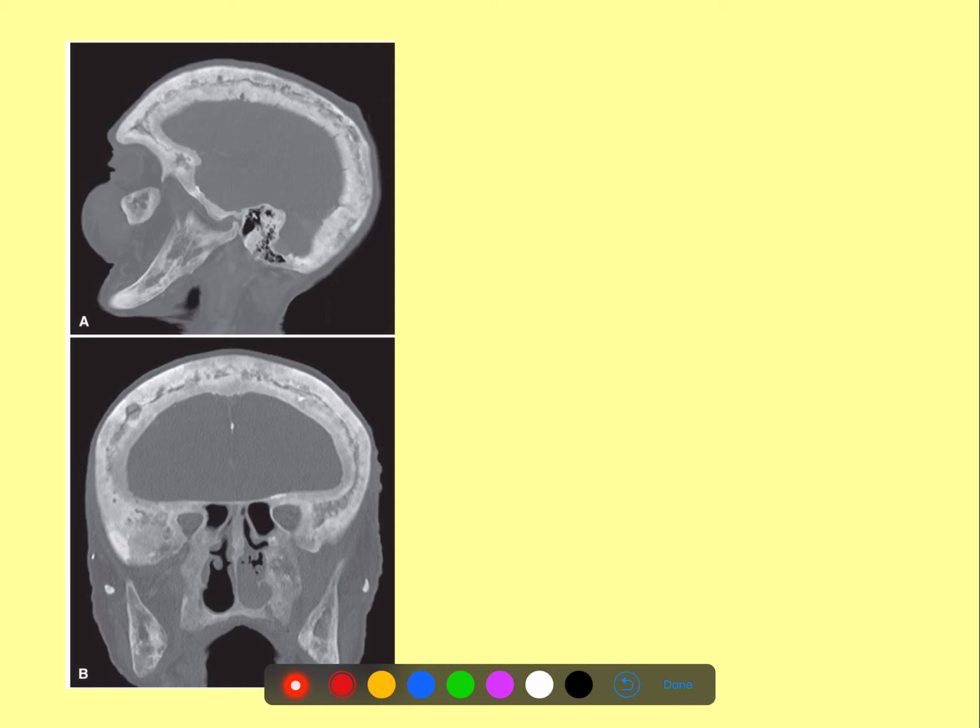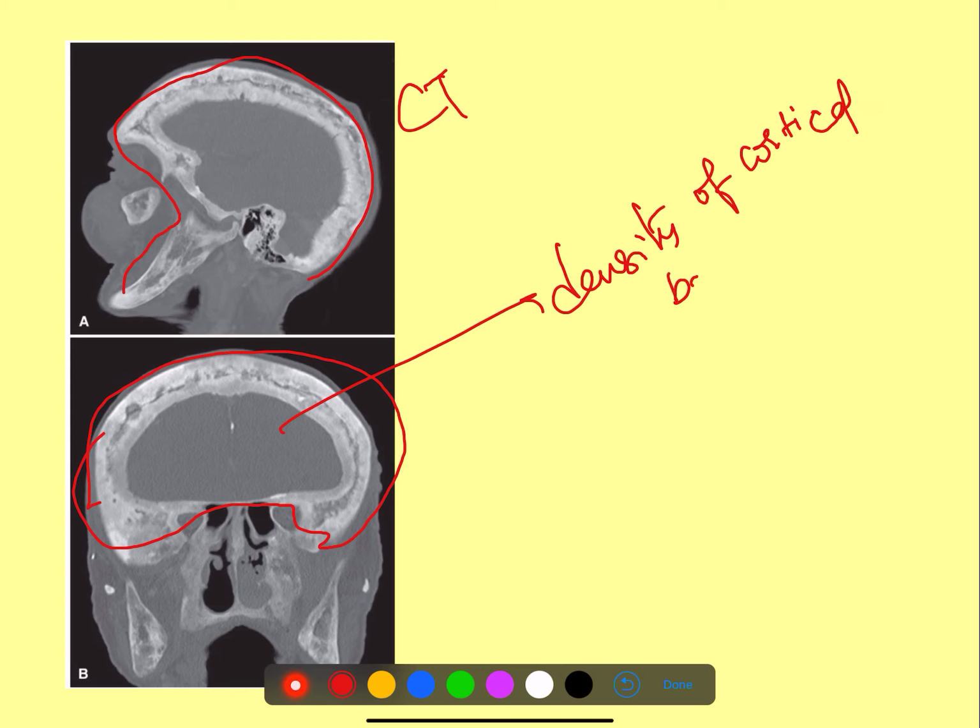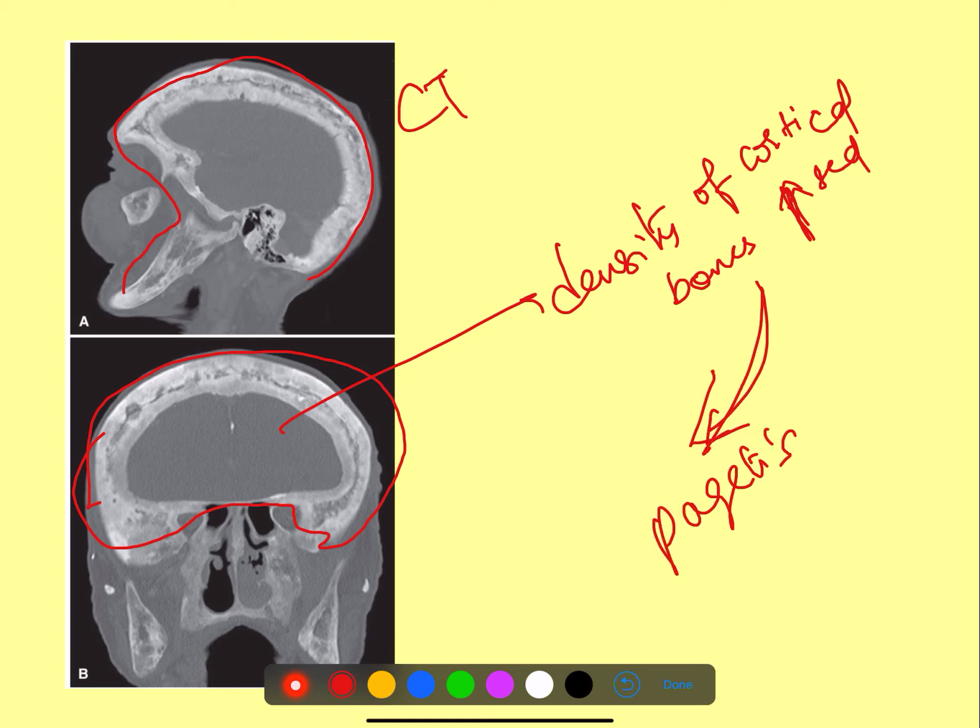And here you can see the sagittal and coronal pictures of CT, and here there is a deformity. You can see the density of the cortical bone, this is called the cortex. The density of cortical bones is increased, which is seen in Paget's disease.